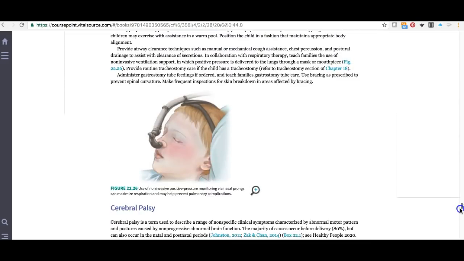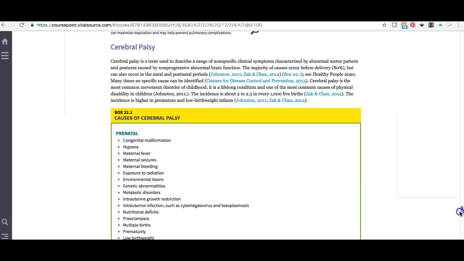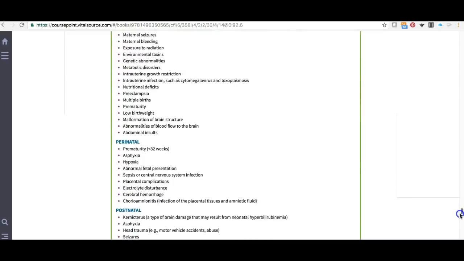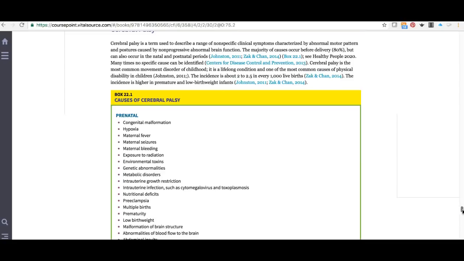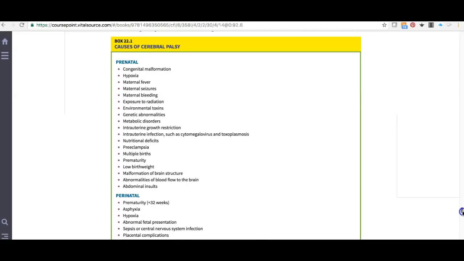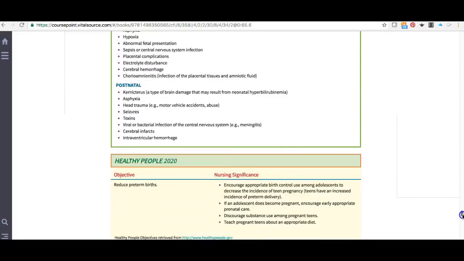That means it's not testable, okay? Here's some more information on cerebral palsy. And remember I said there's a long list of causes. Box 22-1 gives you a long list of causes, okay? Lots of different things can cause it.